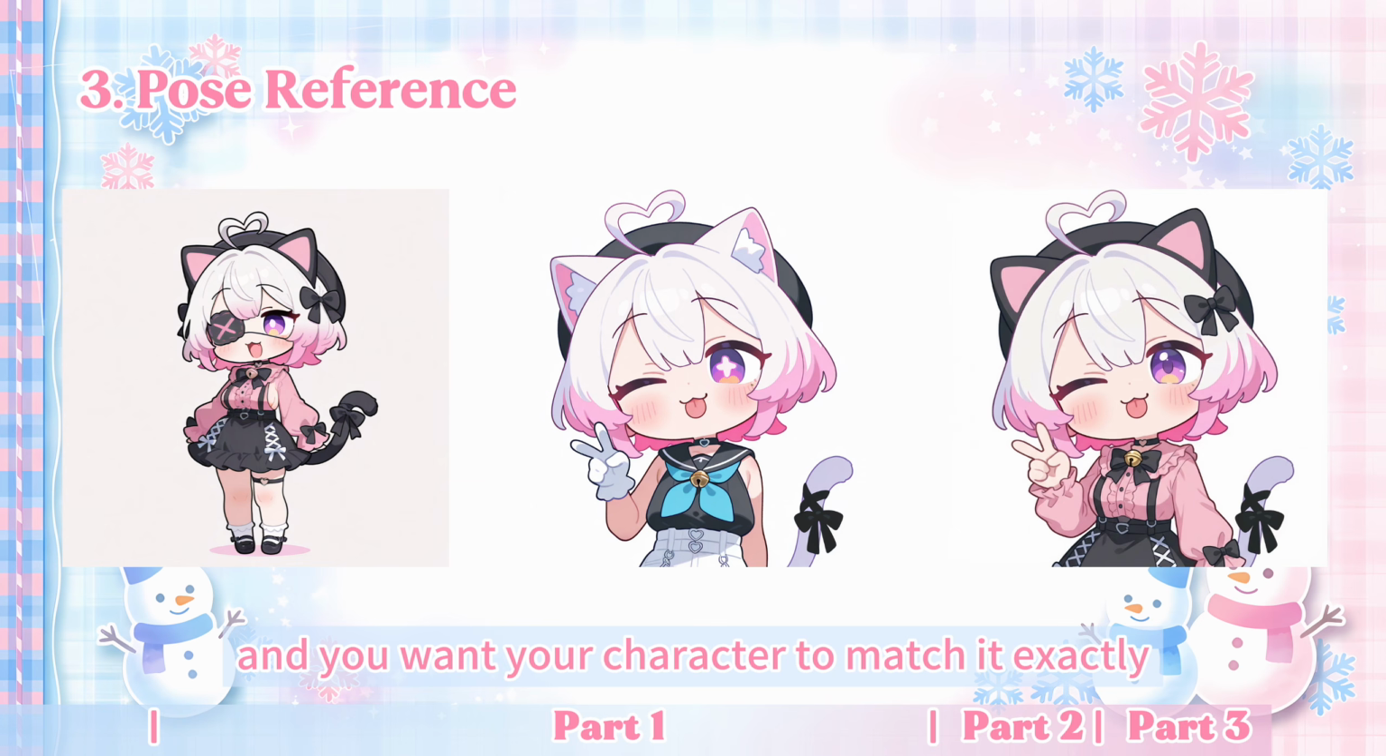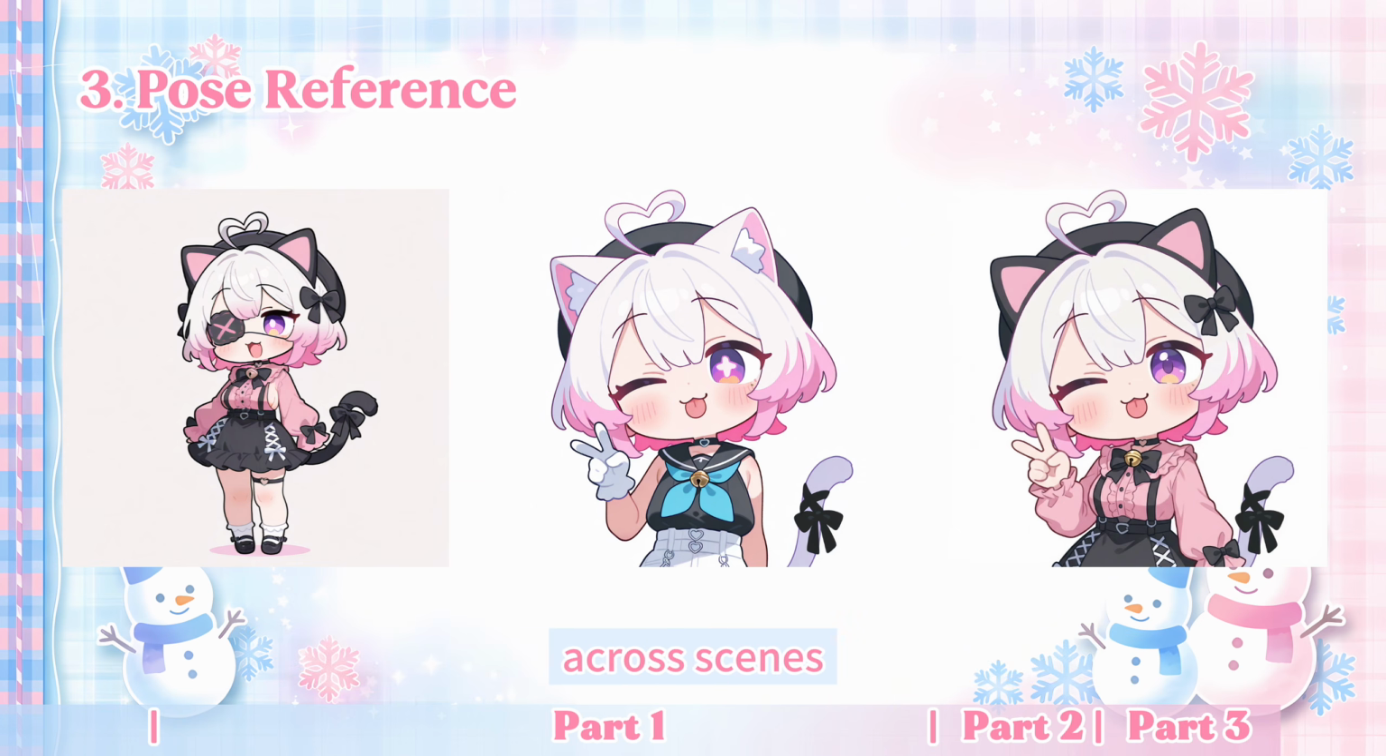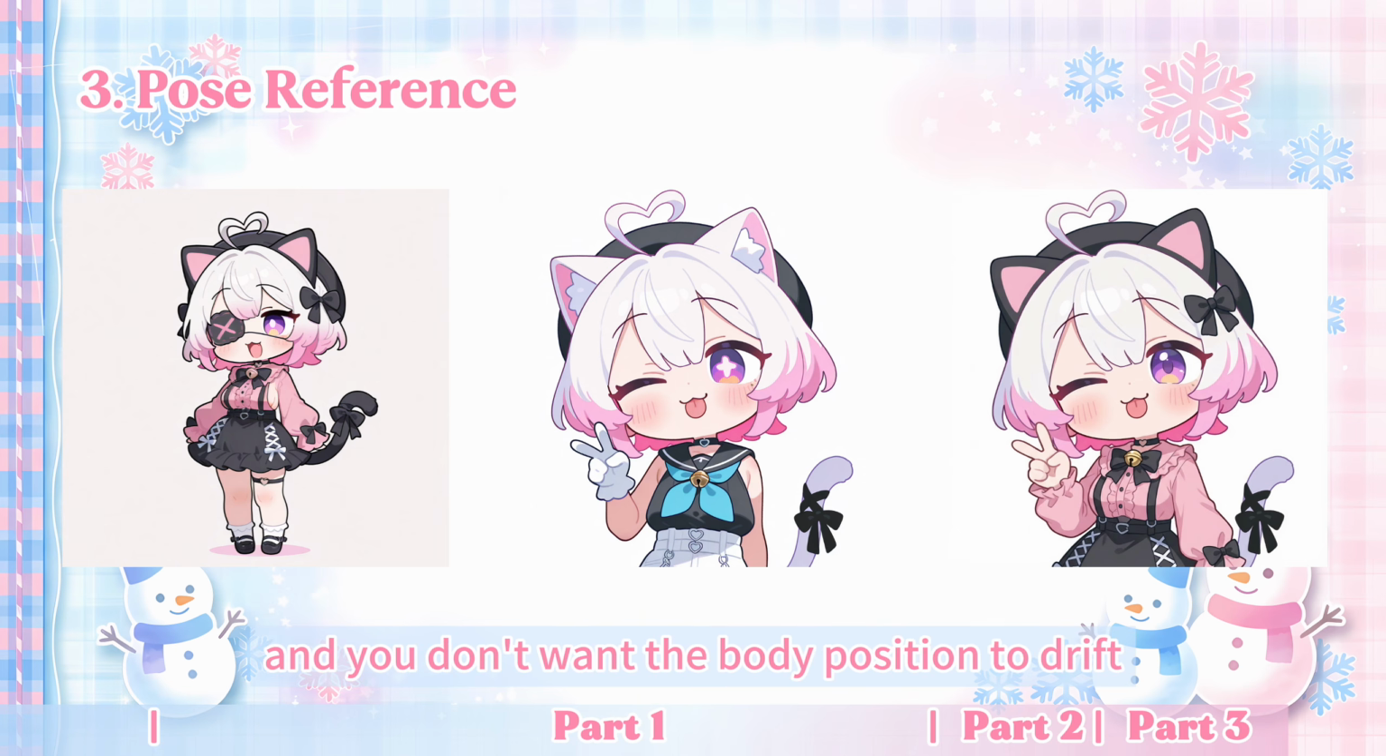3. Pose reference. This is for when you have a specific pose you like, and you want your character to match it exactly. This is super helpful if you're trying to keep motion consistent across scenes, or you're building a sequence and you don't want the body position to drift.